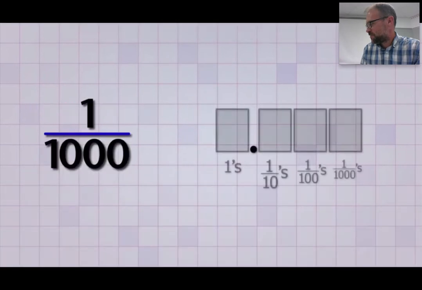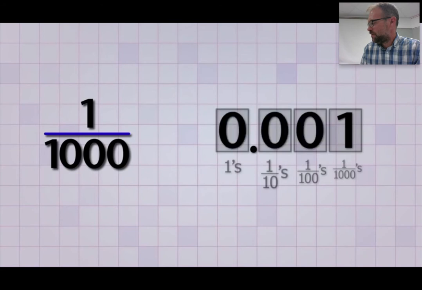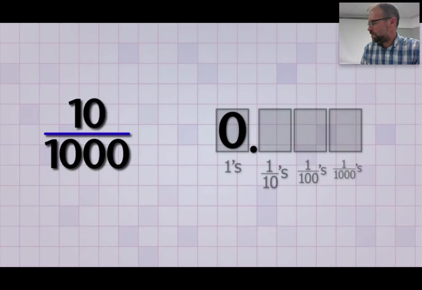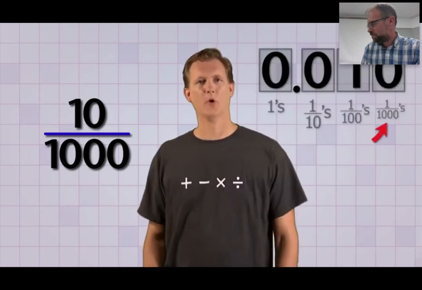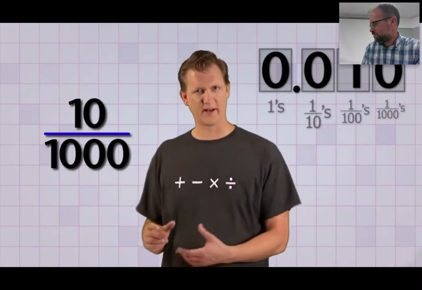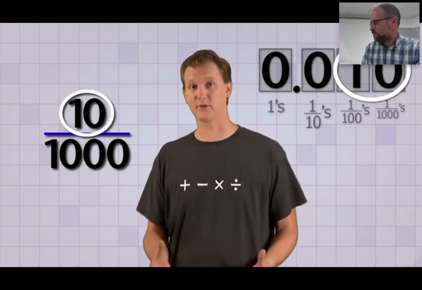Let's start with 1 over 1,000. Now this should be easy. All we have to do is put a 1 in the thousandths place. Notice that this time we need zeros in both the tenths and the hundredths place to act as placeholders. Next, let's try converting 10 over 1,000. Remember that 10 thousandths is the same as 1 hundredth, so we'll put a 1 in the hundredths place, and we'll put a 0 in the thousandths place. We don't really need the 0 at the end, but it helps us see that this was 10 thousandths.